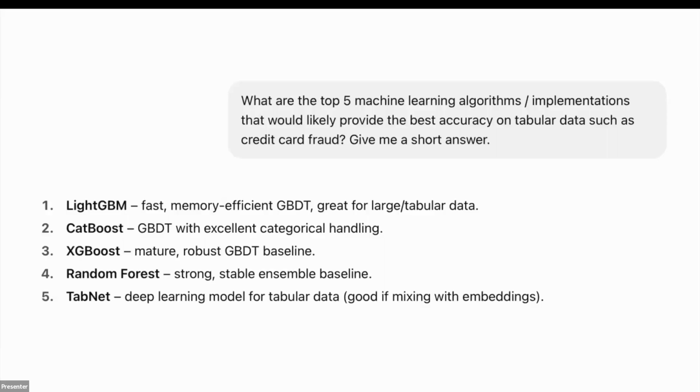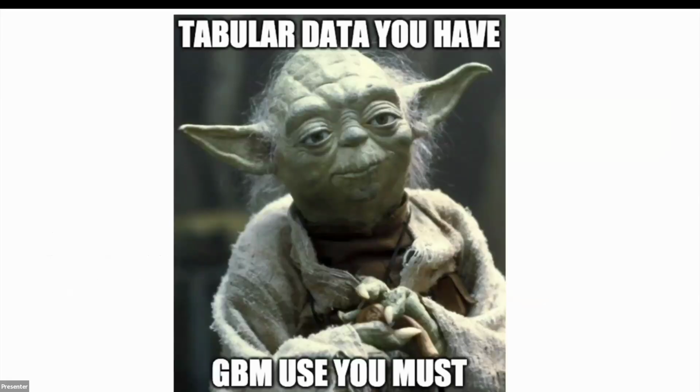And again, if I'm pressing which are the top 5 machine learning algorithms for machine learning with tabular data, then it will give you the same LightGBM, CatBoost, XGBoost. So it seems that at this point, both human experts and also AI agree that if you have tabular data, then gradient boosting machines are still the best way to do machine learning on this kind of data.